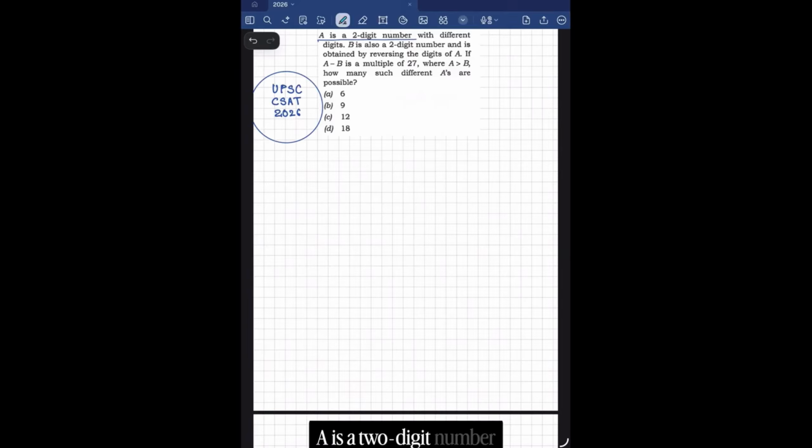A is a 2-digit number with different digits. B is also a 2-digit number and is obtained by reversing the digits of A. If A minus B is a multiple of 27, where A is greater than B, how many such different A's are possible? So let's assume A to be 10x plus y, where x is the tens digit and y is the unit digit.